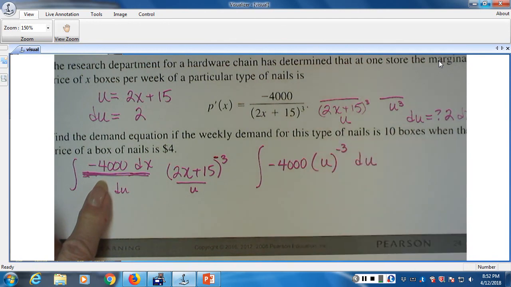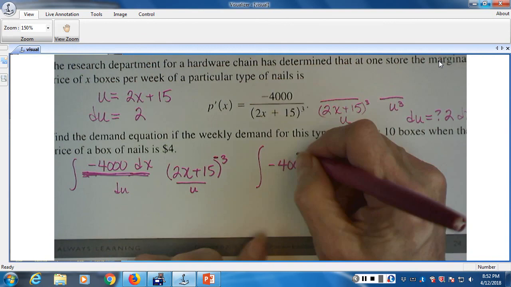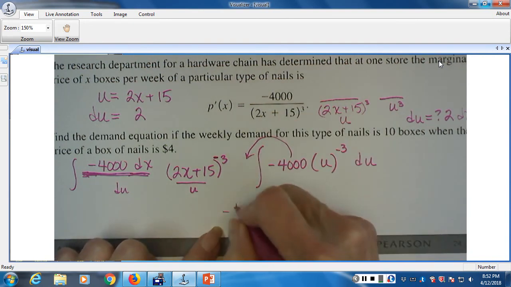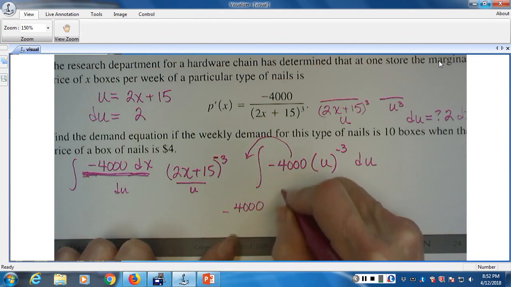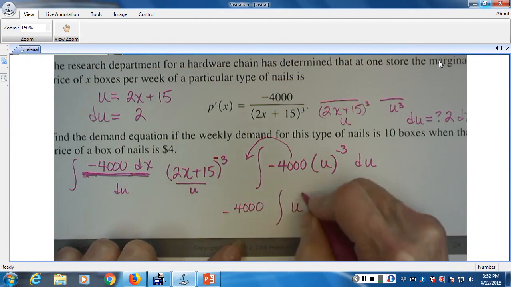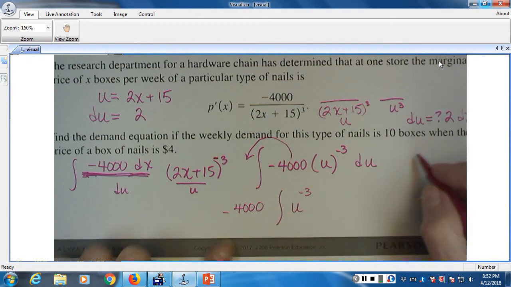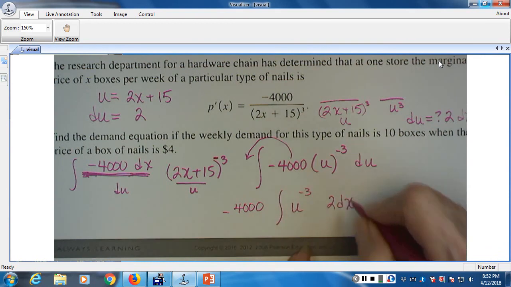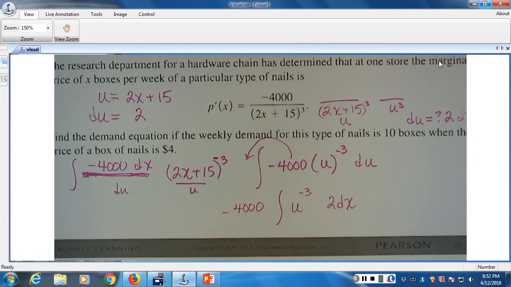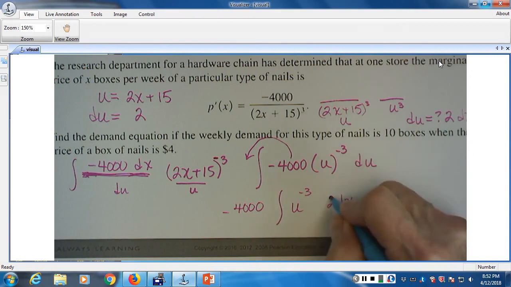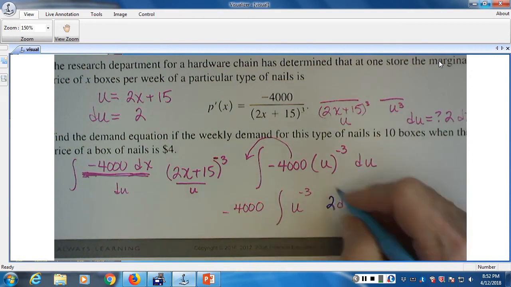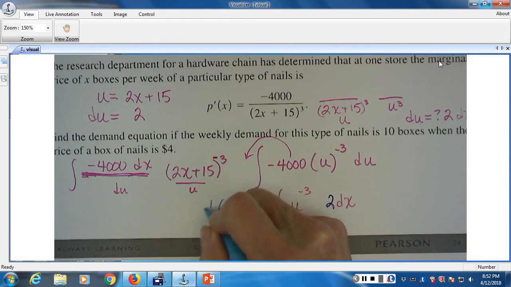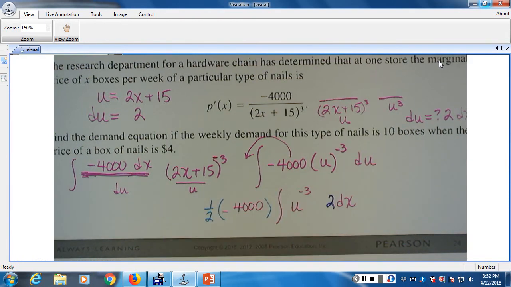du is 2 dx. I'm going to ignore the fact that I have that, because what I'm going to do with that is pull it out front. And du is 2 dx. But if I put that 2 there, because actually I didn't have it here, if I throw in that 2 there, I have to throw in 1/2 out front. Okay?